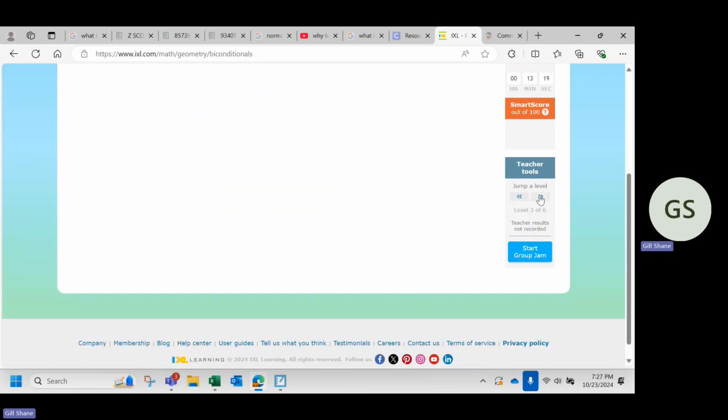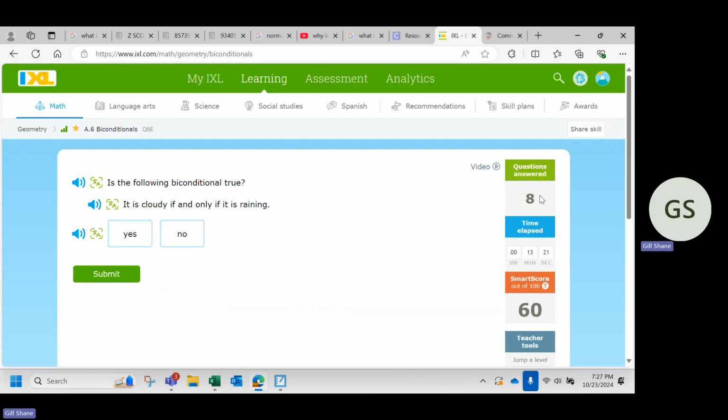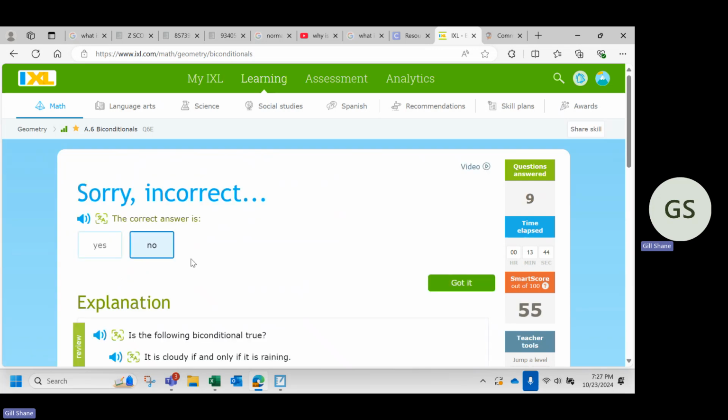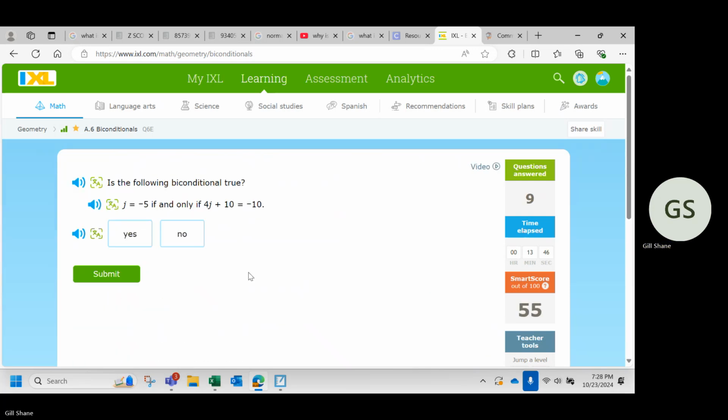I'm going to go to the next level. I think we have to go to the next level. Oh, I don't remember. Shoot. I don't remember. I may have to go to someplace else to find the other kind just to make sure I show it to you. It is cloudy if and only if it is raining. I don't agree with that one, but I think they said the answer was yes. I think I saw that one. Oh, nope, they didn't. Here we go. This is the other kind right here that we want.